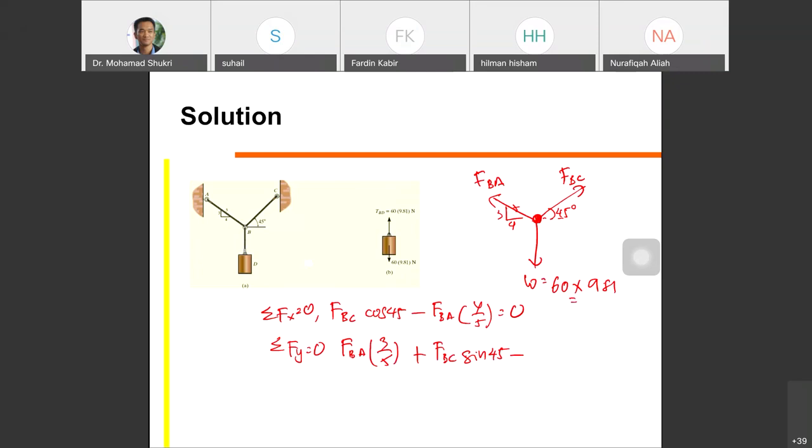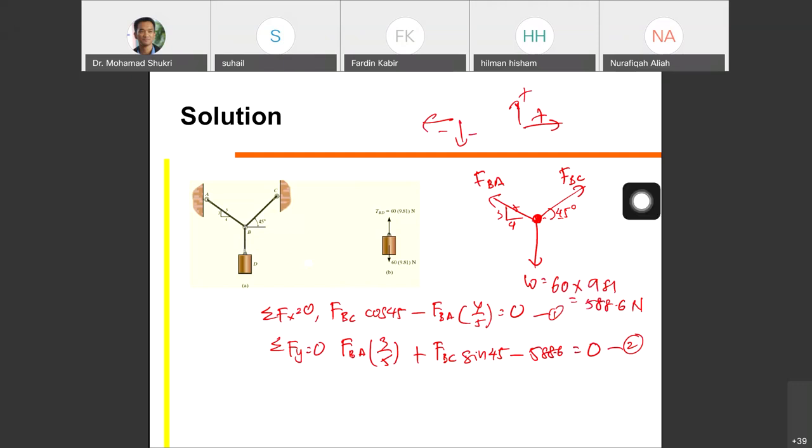W is 588.6, 588 newton, is equal to 0. So you need to remember, this one is positive, upper also positive, to the left is negative, to the bottom is negative. So when you resolve this, you come up with this equation. So this is equation number 1, this is equation number 2. All right.